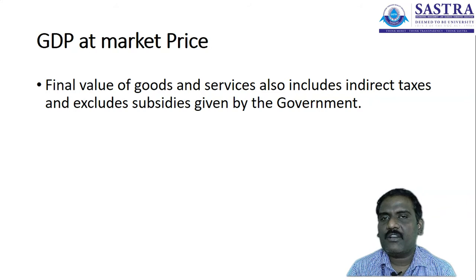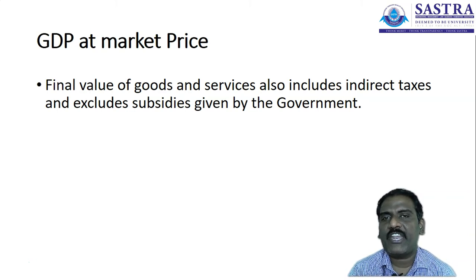In calculating GDP, there are two important measurements of the concept of gross domestic product. It is calculated on the basis of market price, and it is calculated on the basis of factor cost. In the market price calculation, the final value of goods and services also includes the indirect taxes and excludes the subsidies given by the government.